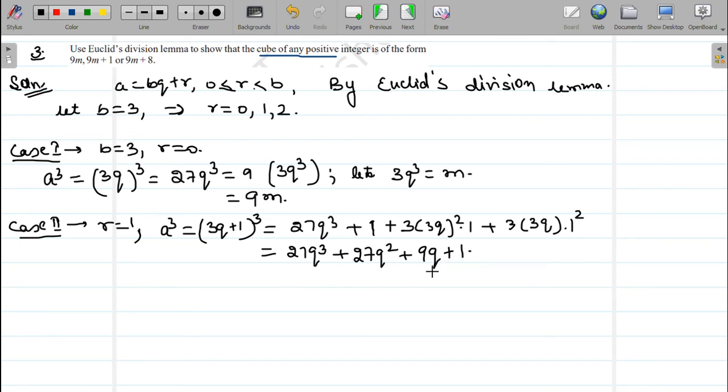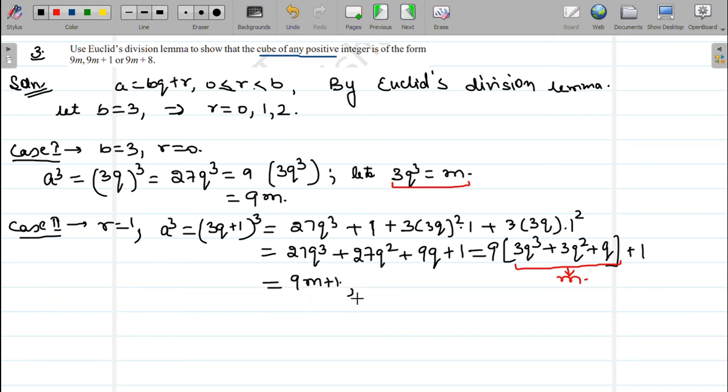I can take 9 common from the first 3. So taking 9 common, I will have 3q cube plus 3q square plus q plus 1. And now, as we assumed, 3q cube plus 3q square plus q equal to m, so here I'll put this as m. So if this is m here, we will get ultimately the required expression as 9m plus 1.